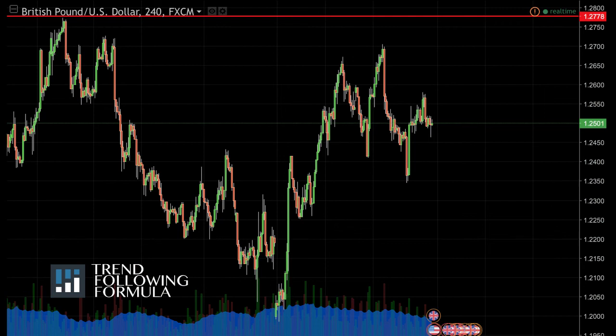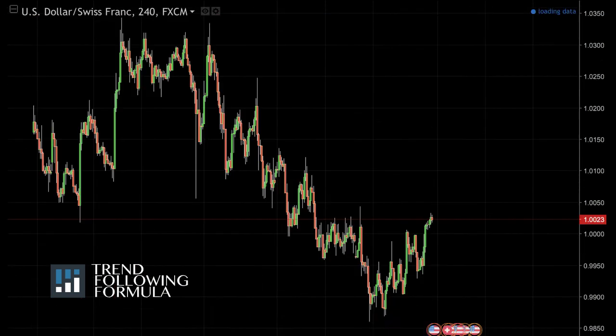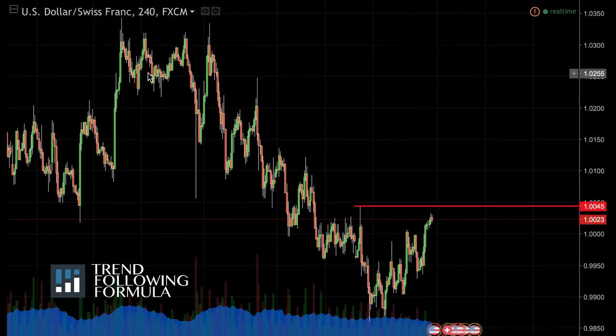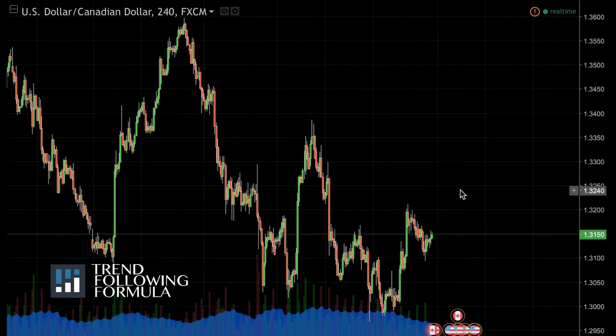British pound is not really the best thing to trade. USD CHF is actually a reverse, a mirror for the US index, the dollar index, and the US Canadian is not clear. However, that might look like a flag, and there might be a continuation up.